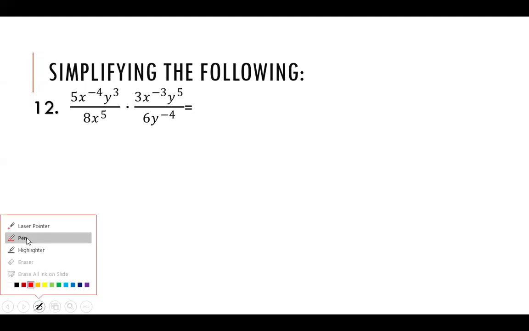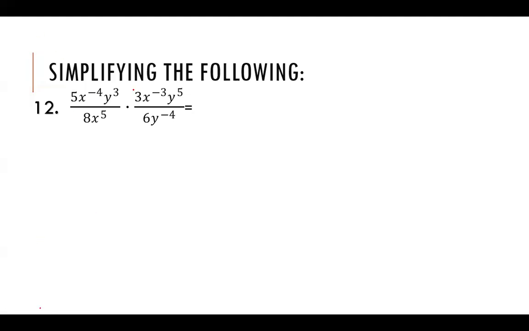Here we go. So starting off, I'm going to go left to right. I'm starting with my first factor here. My first factor is 5 times x to the negative 4 times y to the third divided by 8 times x to the fifth. The only thing that I can do here is deal with the x's, right? I'm dealing with the x's using the division rule. What does the division rule tell me to do? Subtract the exponents. So I'm subtracting negative 4 minus 5. Does that make sense?